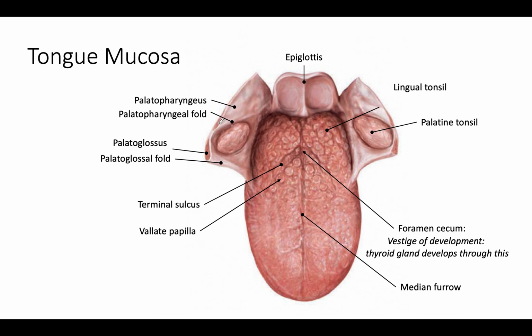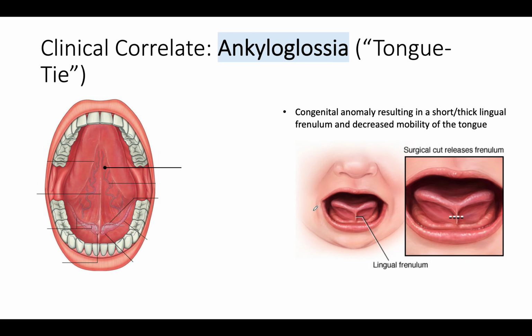Here's our tongue mucosa. Remember that foramen cecum from embryo? It's that vestige of development of the thyroid gland. Ankyloglossia is just tongue-tied. Here's our frenulum and our deep lingual vein.